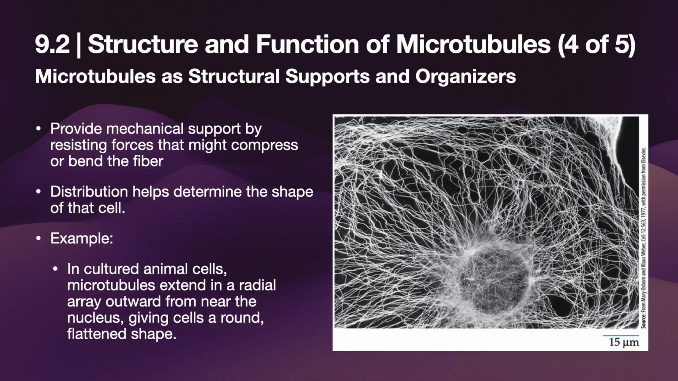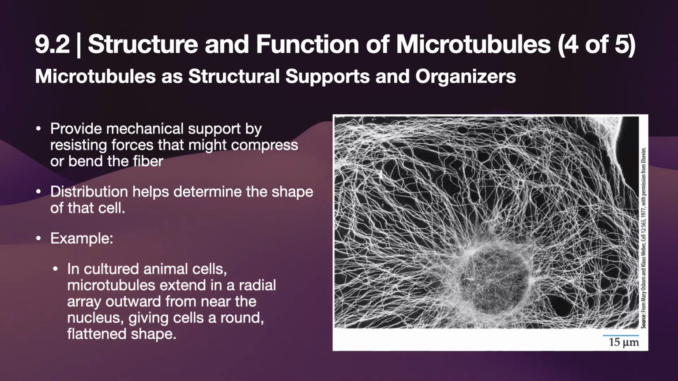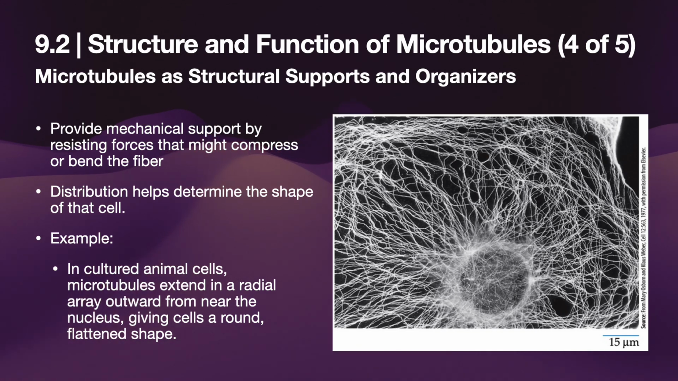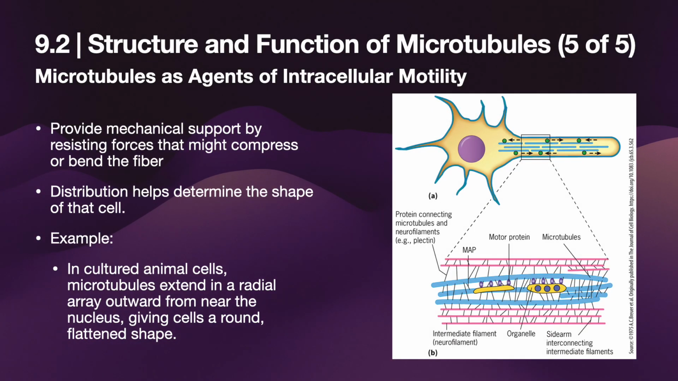They are also structural supports and organizers. They provide mechanical support by resisting forces that might compress and bend the fiber. Their distribution helps determine the shape of the cell. For example, in animal cells, microtubules extend in a radial array outward from near the nucleus, giving the cells a round, flattened shape. They are also agents of intracellular motility, and this determines the shape of the cell.